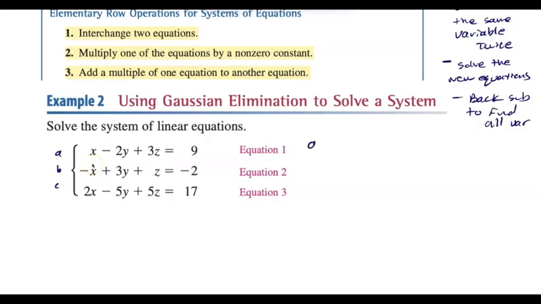The first thing I'm going to do here, I'm going to add row a and b. I have x minus 2y plus 3z equals 9. That's my row a. My row b is negative x plus 3y plus z equals negative 2.